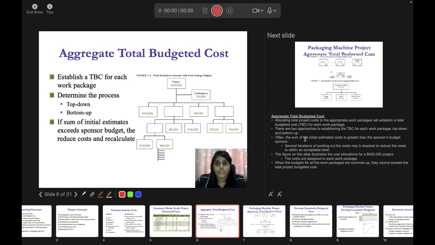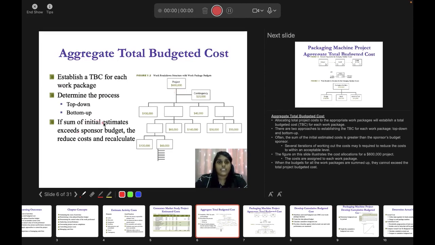Because the sum of the initial estimated cost is greater than the sponsor's budget, right? So from 500,000 you make it to 600,000. You want to plan it for 600,000 because later on you will know which part to reduce to meet the actual 500,000 that the project sponsor is going to give, right? So you establish a TBC for each work package. TBC means total budgeted cost, and then you determine the process, top down or bottom up. That means, are you going to start from top to bottom or bottom to up? How are you going to allocate your cost?